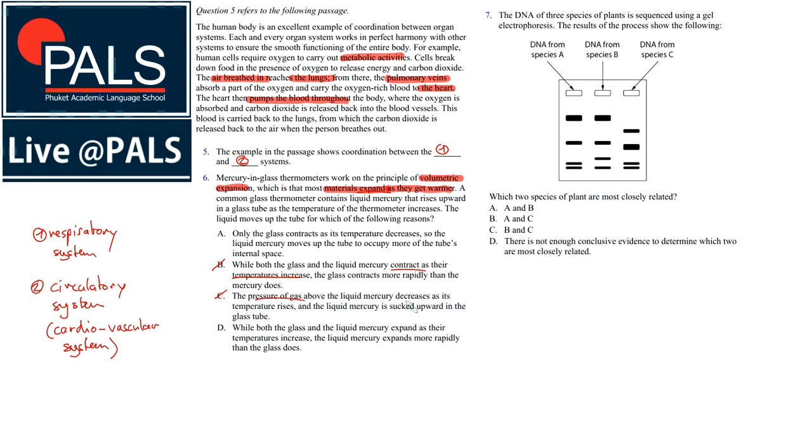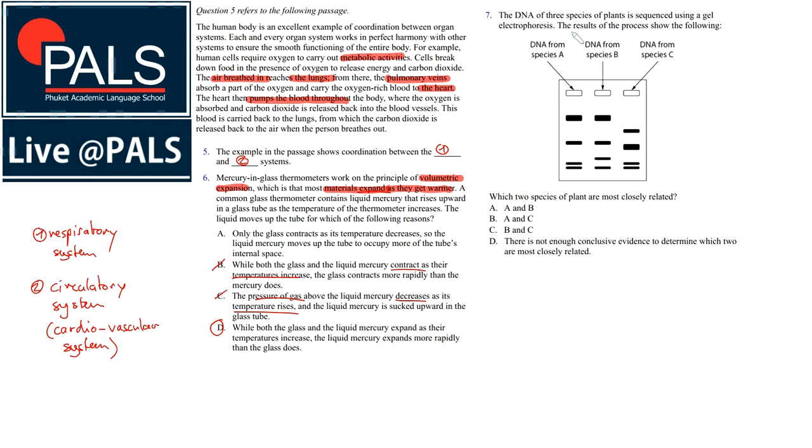Pressure of gas decreases as temperature rises, so that doesn't make sense. While both the glass and the liquid mercury expand as the temperature increases, the liquid mercury expands more rapidly than the glass does, and therefore the mercury rises up the glass tube on the inside of the thermometer. That makes sense.